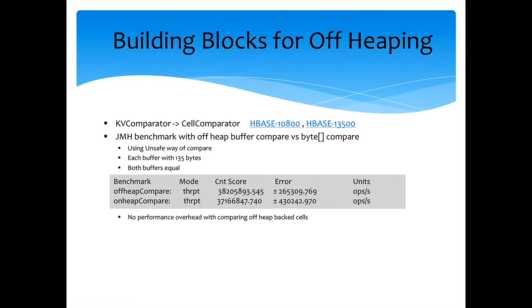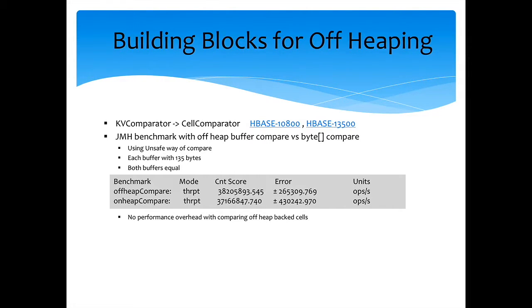So we again did a JMH-based micro benchmark, and we were able to see that an off-heap compare and an on-heap compare were almost similar. So there was no performance overhead comparing the off-heap backed cells and the byte array, because all are unsafe-based operations here. So the building block is that key values were converted to cells, and all the cells need a comparator, so we moved over to the cell comparator.